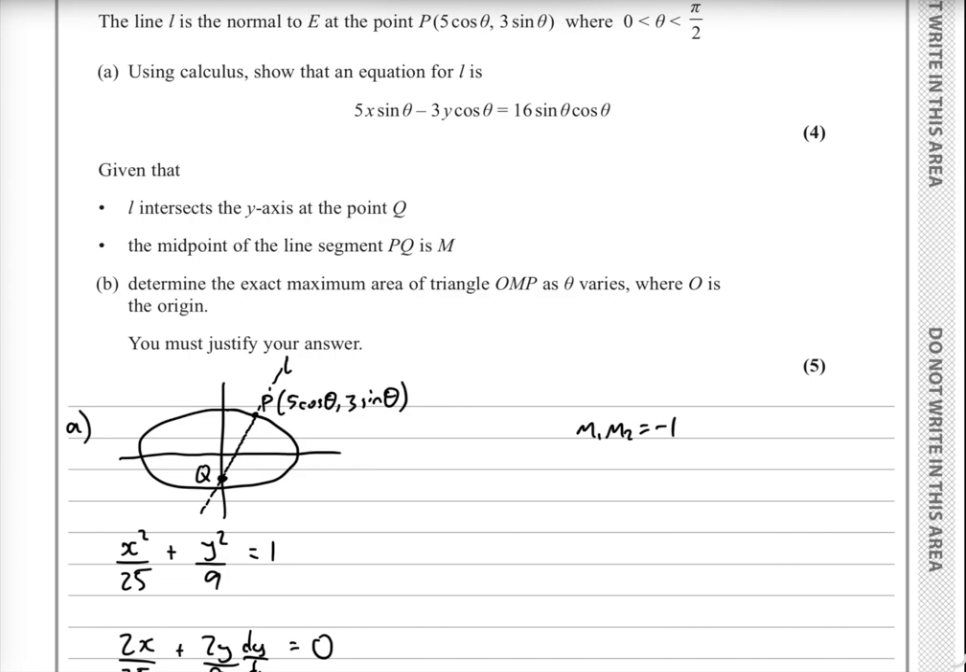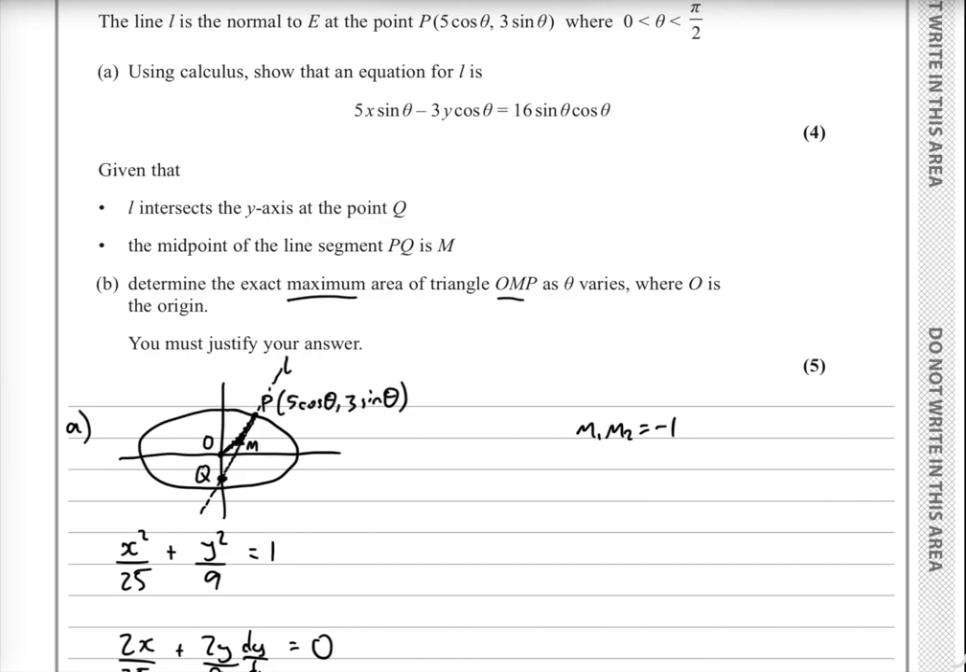The midpoint of the line segment PQ is M, okay. Determine the exact maximum area of triangle OMP as theta varies, where O is the origin. Oh dear. We've suddenly gone from fairly standard questions to a fairly horrible question. You must justify your answer. Well, I take that to mean show your process. So we want OMP. This little triangle here. Oh, that's horrible. How do we get that?